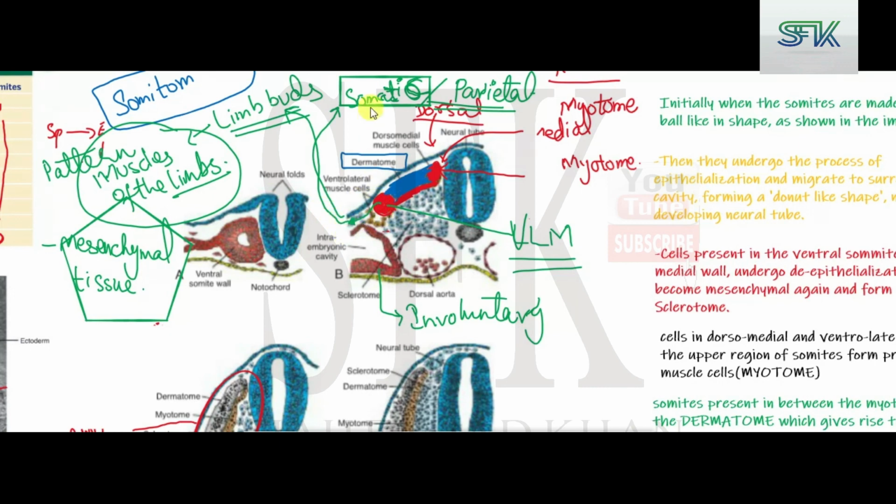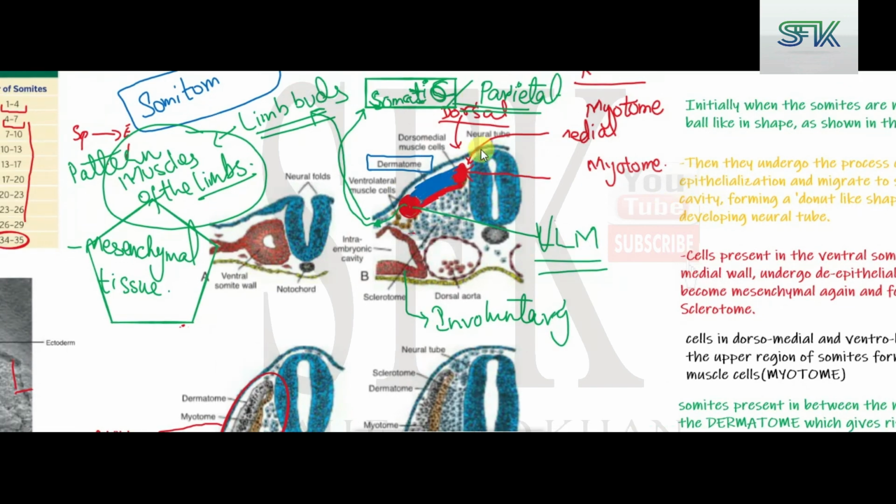lateral plate's somatic mesoderm. The lateral plate mesoderm has two divisions, the visceral and the somatic. It's the somatic mesoderm that helps in forming the muscles of the limbs. They also give rise to most of the musculature of the body wall, because soma means body, right? So it's mainly related to the body wall. So this was about the myotomal cell.